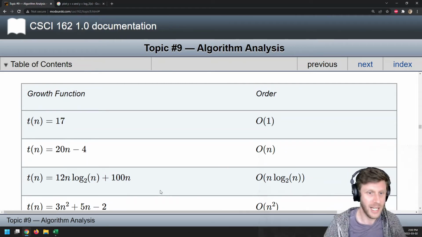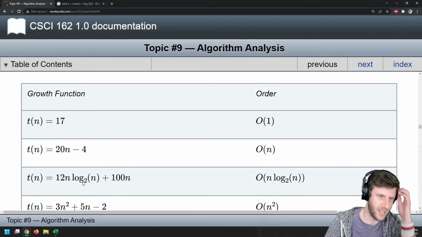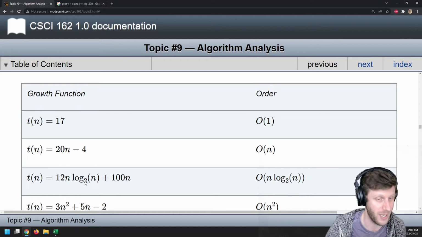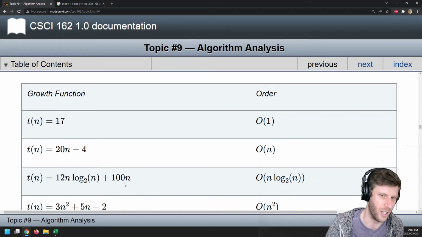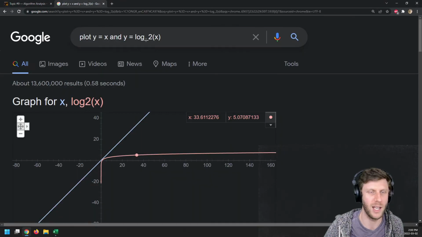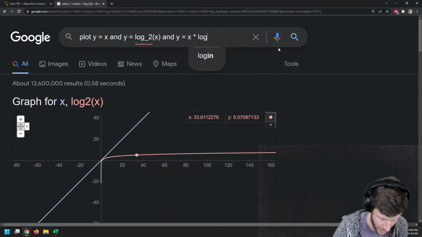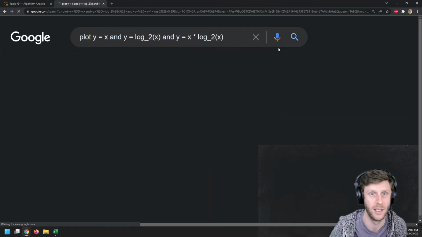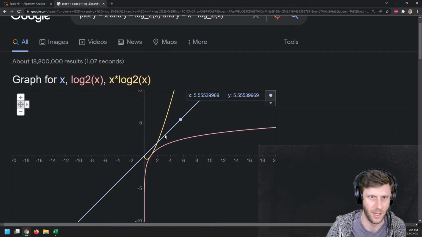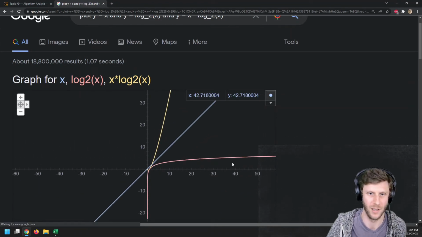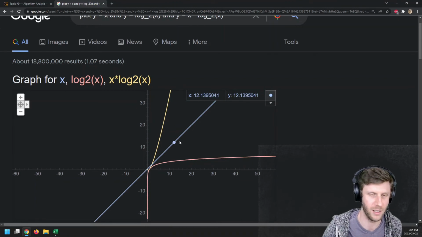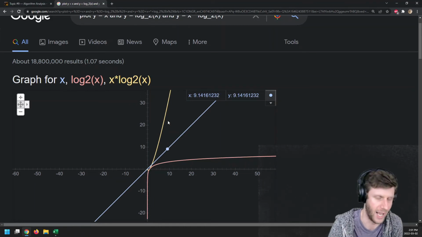Well, linear versus something that's linear times log base 2 of n. n log n is going to be worse than linear on its own. And let me just show you that. y equals x times log base 2 of x. There. All right. So log base 2 is the red one. Linear is the blue one. And yellow is the n times log base 2 of n. Or x, whatever.